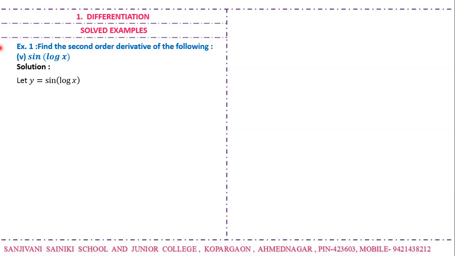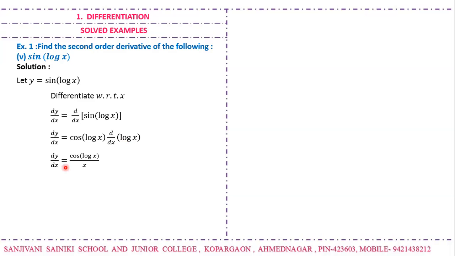The next example is sine of log x. Let y is equal to sine of log x, then differentiate with respect to x. We have to use the sine of f of x. Sine of f of x derivative is cos of f of x into f dash of x, that is, of log x. So log x derivative is 1 upon x. So we get dy by dx as cos of log x upon x.